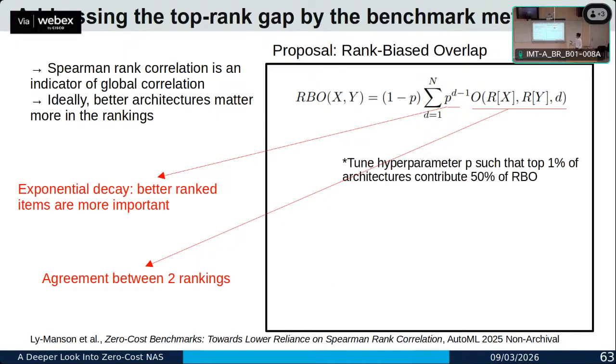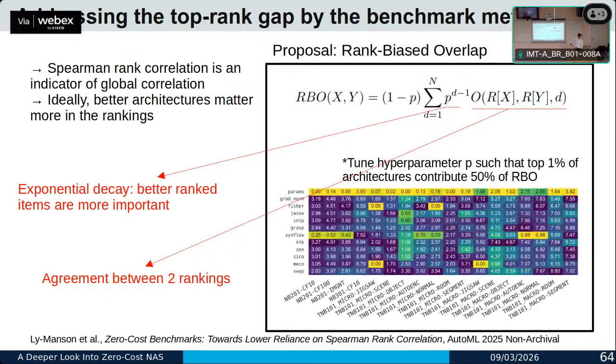Of course, this means we introduce the hyperparameter P, which is the exponential decay, but we can tune it and, for instance, say that the top 1% of architectures should contribute 50% of the RBO, which should make it possible to see some differences compared to Spearman rank correlation.